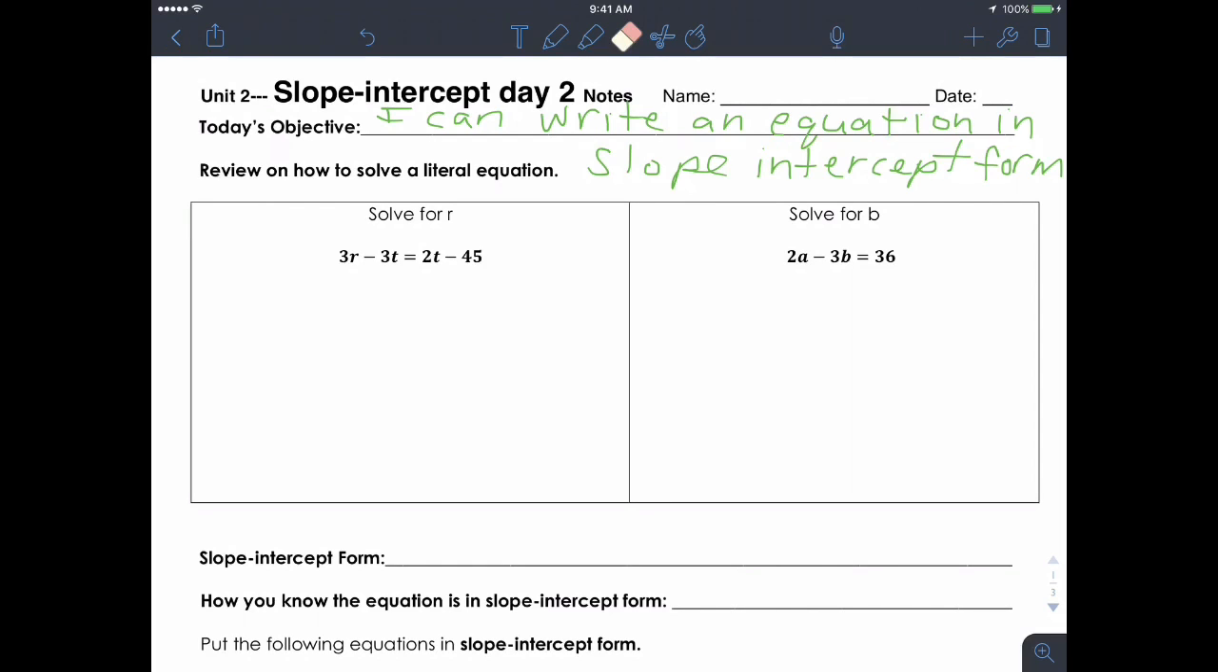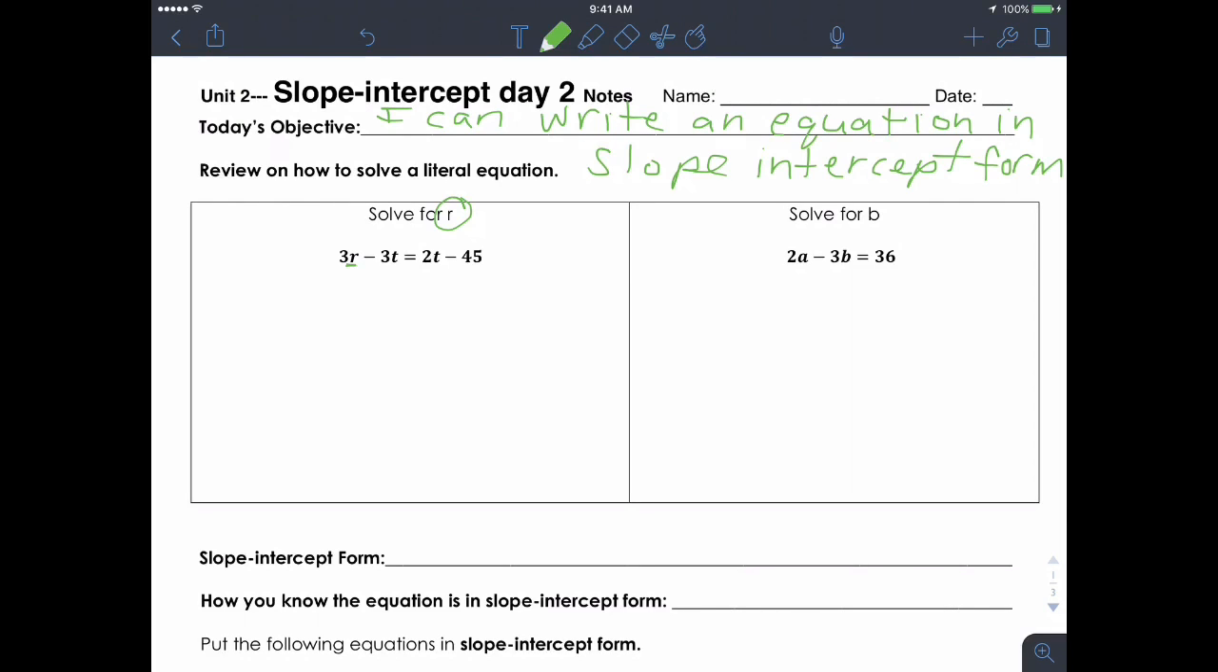Now, in the past in Unit 1, we had to solve literal equations, and this is just a little bit of review on that because it is going to help us do what we need to do today. What it's asking us to do is solve for r. So r is right here, and we've got to get r by itself.